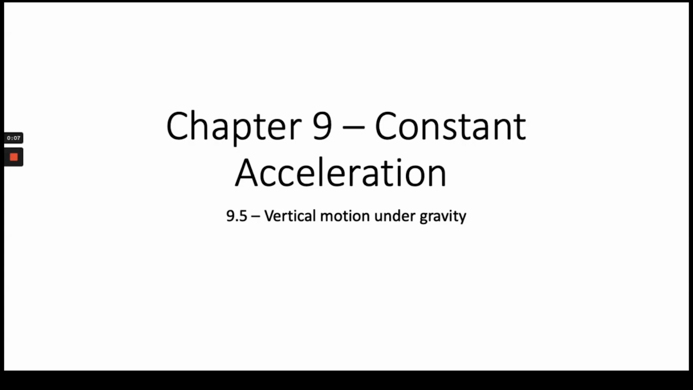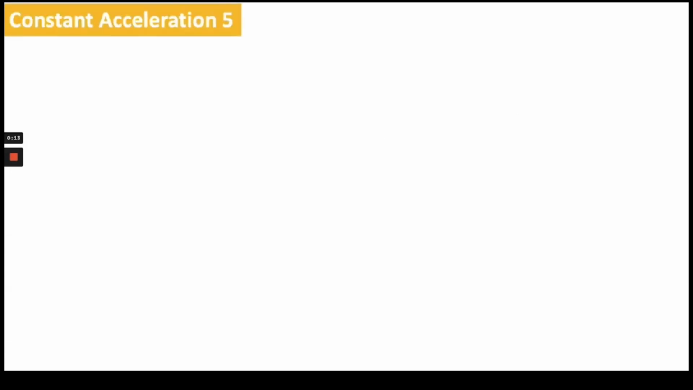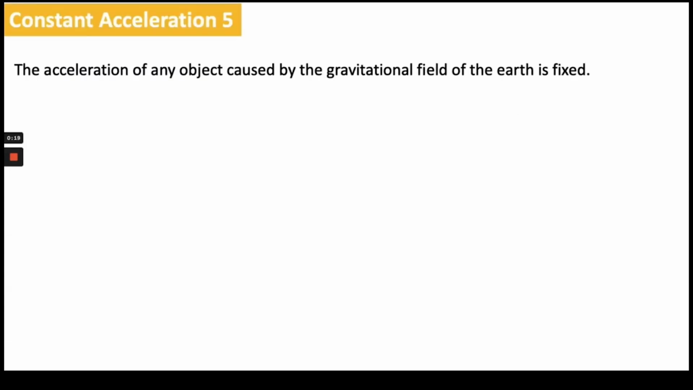Now we're going to look at things that are moving vertically, and moving vertically under gravity. We all know that if we drop something or throw something into the air, it will start to move towards the ground. This is because the gravitational field around the Earth pulls everything to the center, or pulls everything down towards the floor. This is an acceleration of that object, and we'll refer to it as the acceleration due to gravity. This is a fixed value while you're on the planet Earth.